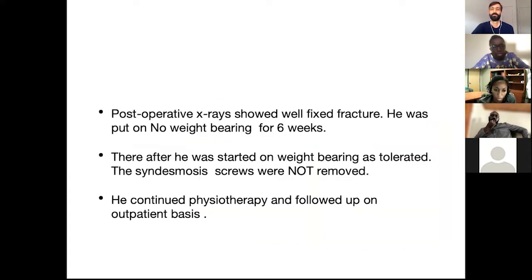Postoperatively, we put him on non-weight bearing for 6 weeks, and he started weight bearing as tolerated after that. He continued with his physio and follow-up. Next slide.